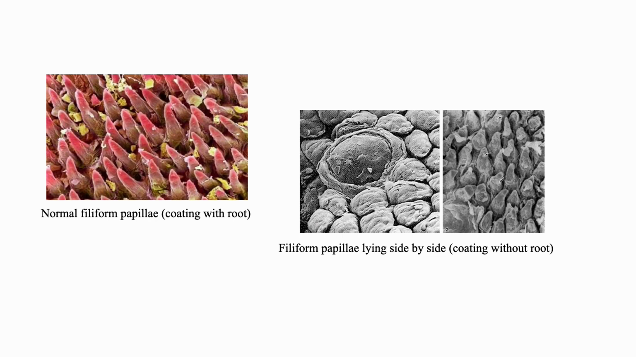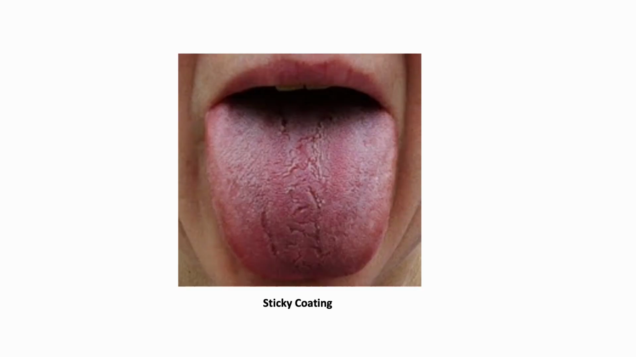The normal coating texture should be like the hairs of a very fine brush, in Western medicine corresponding to the filiform papillae. The individual hairs, the filiform papillae, should be clearly seen and they should not be too dry or too wet. Pathological textures of the coating make it sticky, slippery, or moldy.